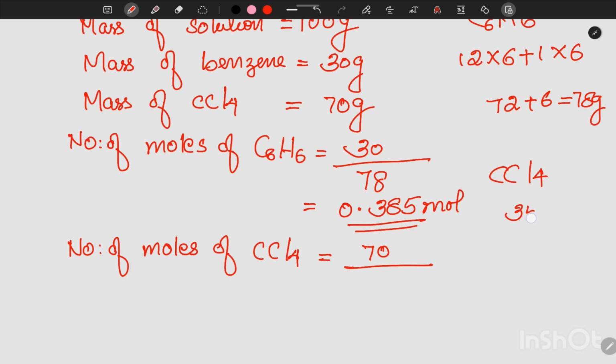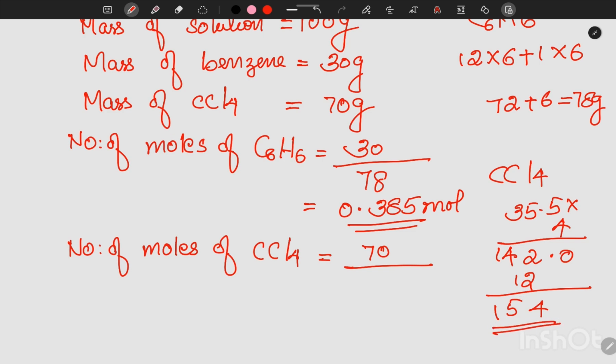1 chlorine, its mass we can take it as 35.5, and we have 4 chlorine atom. So we have a mass of 142 for 4 chlorine and 12 for carbon. So we have 154. That's the molar mass of carbon tetrachloride. So 70 by 154 we will get, when you simplify, you will get 0.455 mole. Now we got the number of moles of both the components.